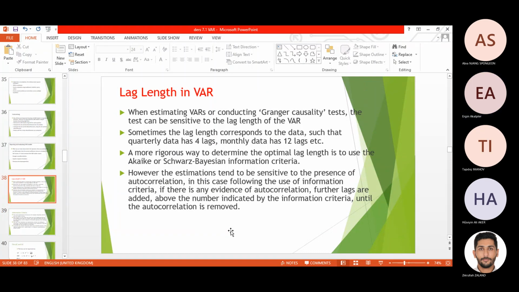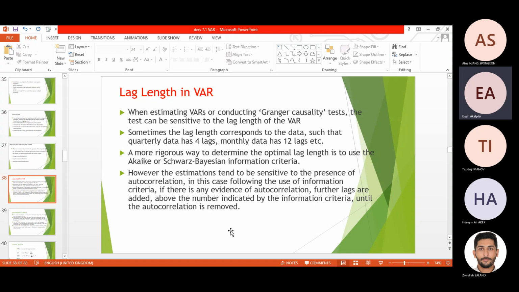Lag length in VAR. When estimating a VAR or conducting a Granger causality test, the test can be sensitive to the lag length of the VAR. Sometimes the lag length corresponds to the data, such as quarterly data has 4 lags, monthly data has 12 lags, etc. A more rigorous way to determine the optimal lag length is to use the Akaike information criterion or the Schwarz-Bayesian information criterion. However, the estimations tend to be sensitive to the presence of autocorrelation.